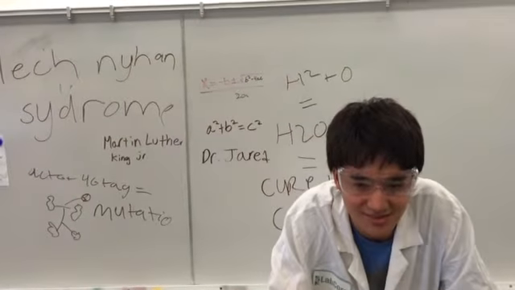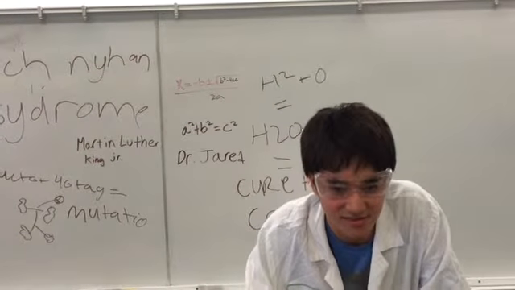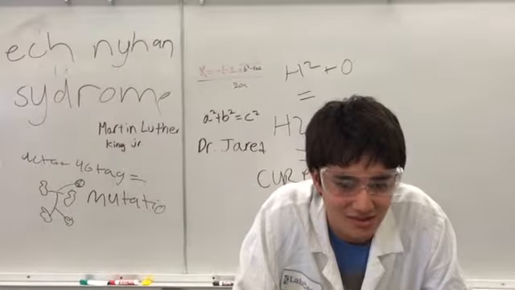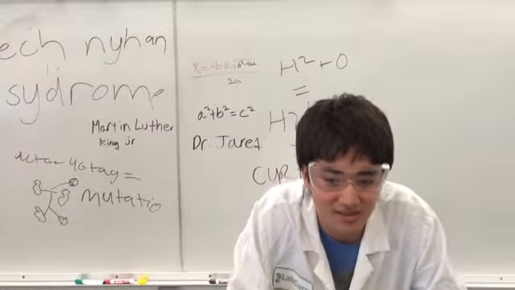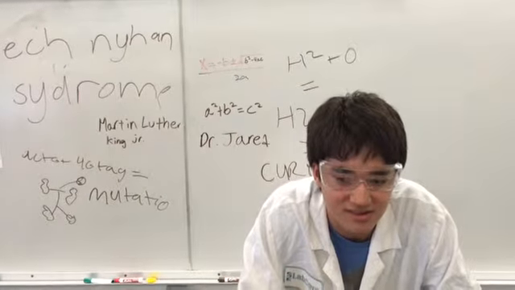HPRT1 gene mutations that cause Leach-Nyhan syndrome result in a severe shortage, deficiency, or complete absence of hypoxanthine phosphoribosyltransferase 1. When this enzyme is lacking, purines are broken down but not recycled, producing abnormally high levels of uric acid.